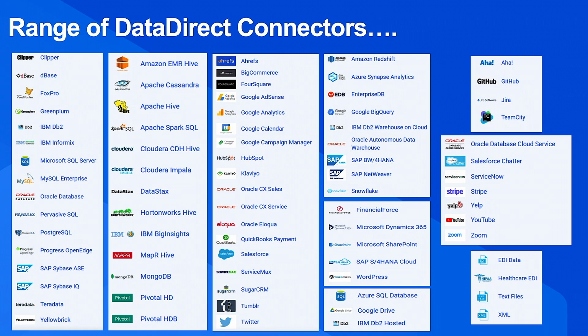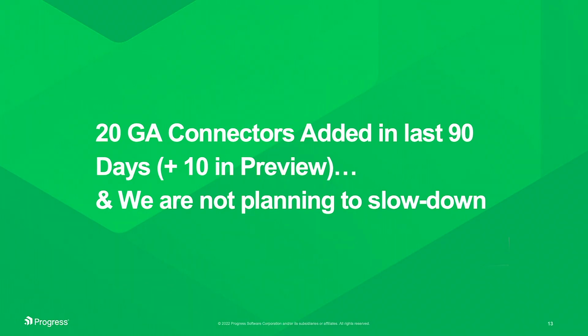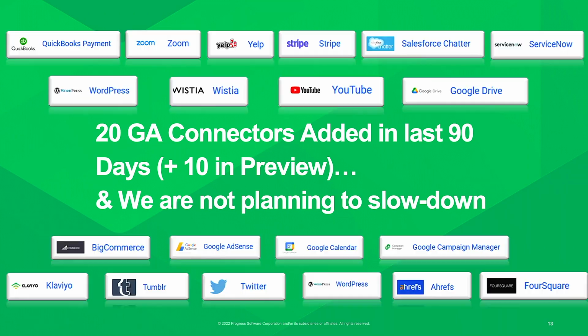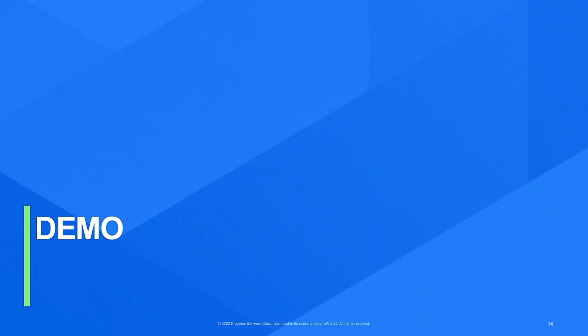And if you are not able to see your connector in those 75 plus data sources that we have, don't worry, right? In the last 90 days alone, we have added 20 plus GA connectors, and we have no plans to slow down. So you can definitely look forward to getting your favorite connector into our kitty pretty soon. And if that also doesn't happen, Hybrid Data Pipeline can easily plug in any other existing standards-based JDBC connector into its kitty. So you are covered that way as well. So that's about how Progress DataDirect can help you solve your BI analytics problems.